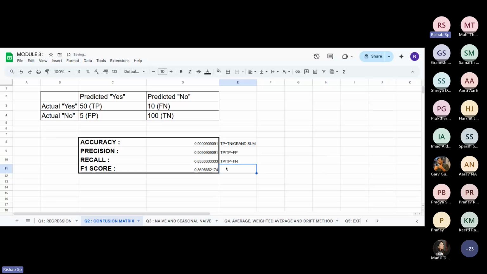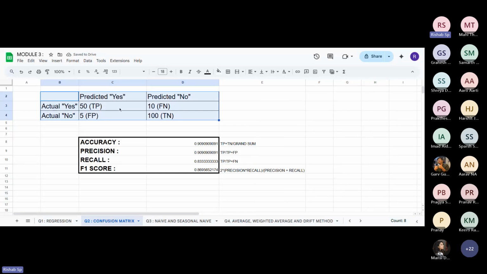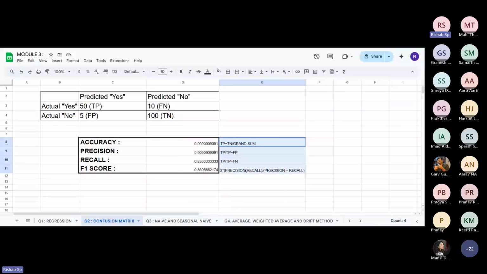And last, F1 score is 2 into precision into recall divided by precision plus recall. This is it. Just be aware of this table, the structure. You should know this is TP, this is FN, this is FP, this is TN. Just be aware of these equations too. When you are sorted, there is no issue.